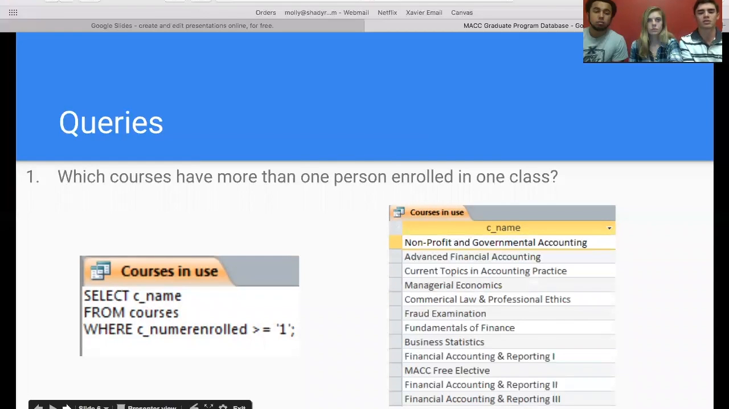In this case, we select the course name from the courses table where the number enrolled is greater than or equal to 1. We see there are about 10 to 12 records of courses that have at least one student enrolled in them. Dr. Maslak would want to offer these classes so that all students enrolled will be able to take them and continue on their progress to graduation.